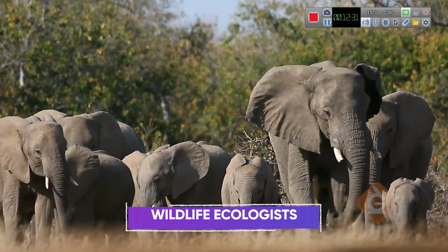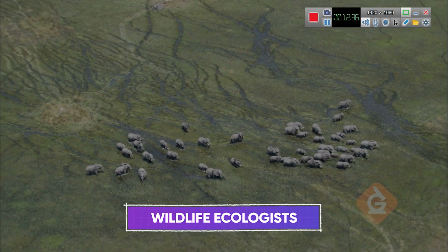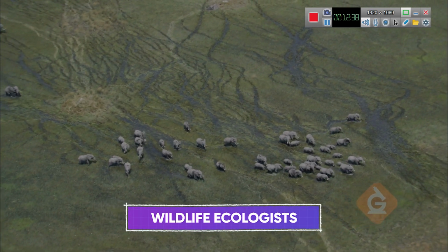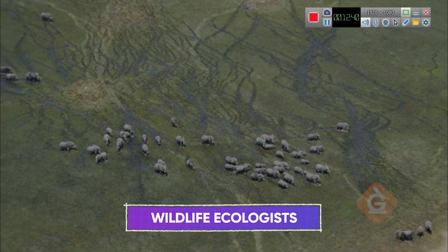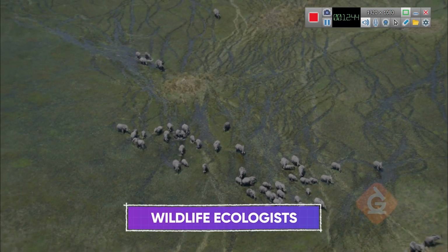Wildlife ecologists are scientists that study animals and how they interact in the wild. They calculate area when setting up conservation zones. Knowing the area of those zones makes it easier to maintain a healthy ecosystem. For example, elephants need a lot of space to roam, so it's important to calculate how much area they have.